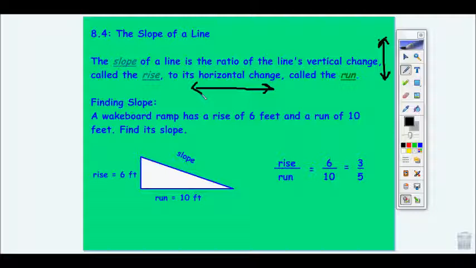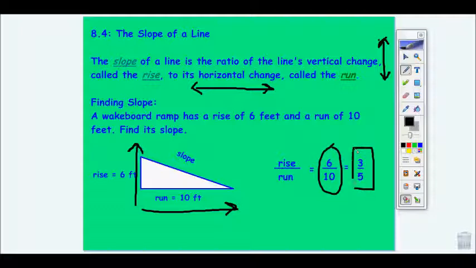First of all, if we were using a real world situation, we could talk about a wakeboard ramp. A wakeboard ramp has a rise of 6 feet and a run of 10 feet. So rising, it goes up 6 feet. Running, it goes 10 feet. If I were going to write that, I would write it 6 over 10, which is a fraction, and I can always simplify my fraction.